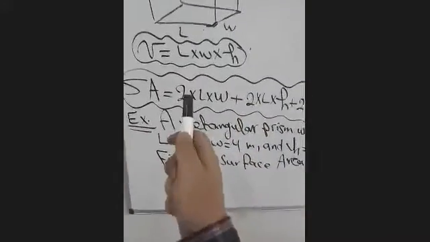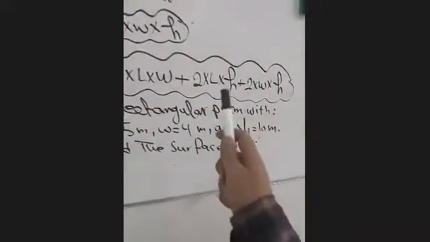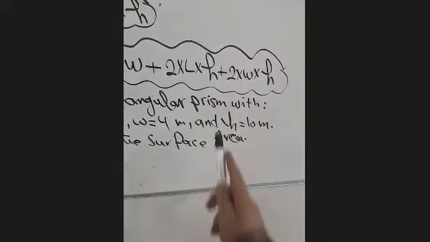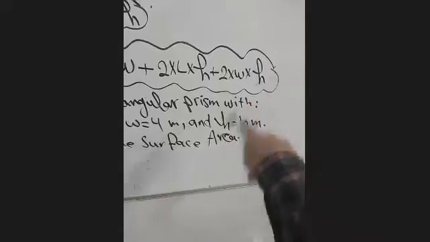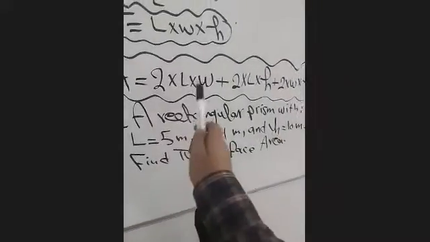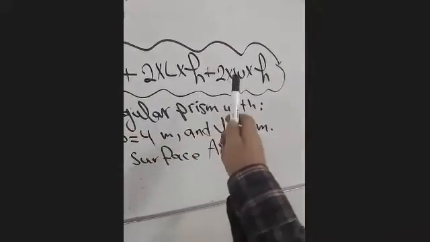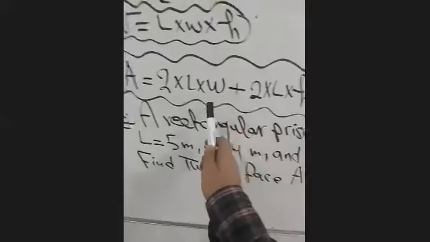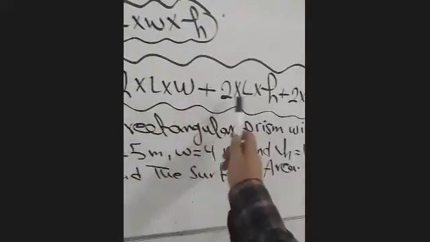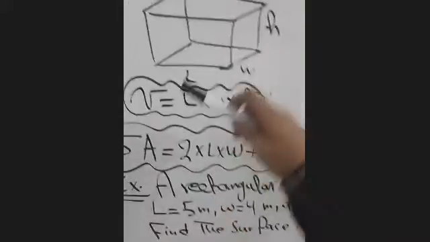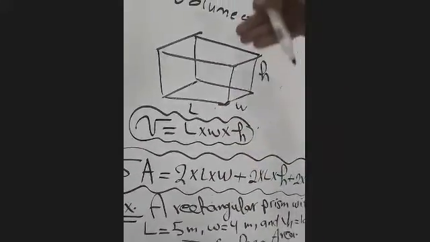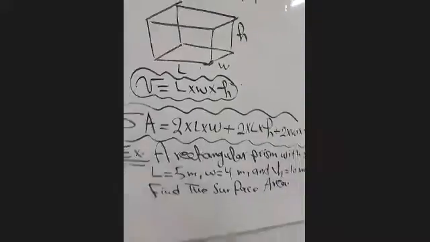Surface area equals 2 multiply length multiply width plus 2 multiply length multiply height plus 2 multiply width multiply height. Length with width, length with height, width with height, and always multiply by 2. Why do we always multiply by 2? Because each face has another face congruent with it.